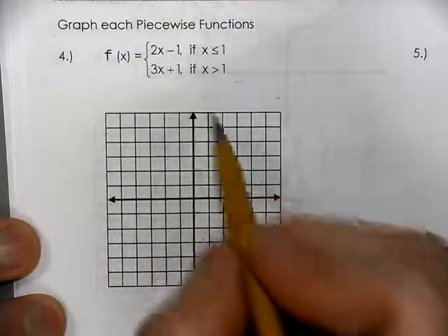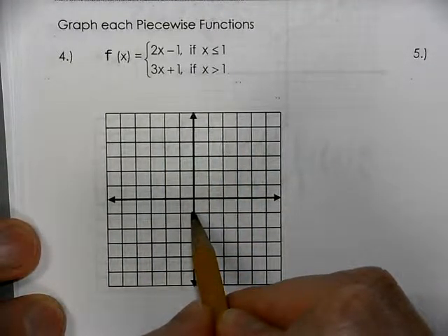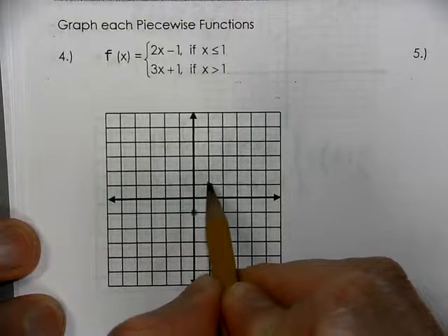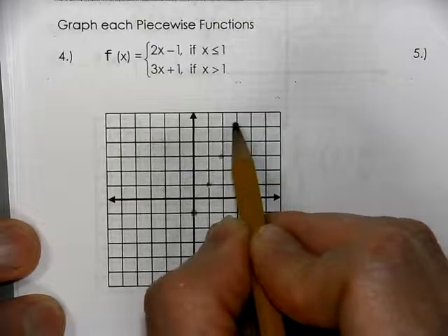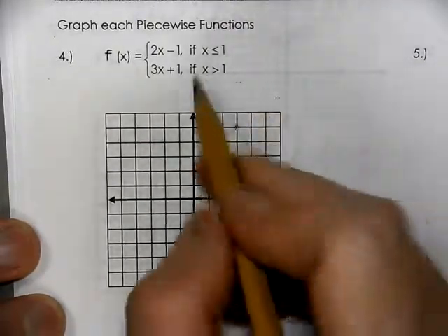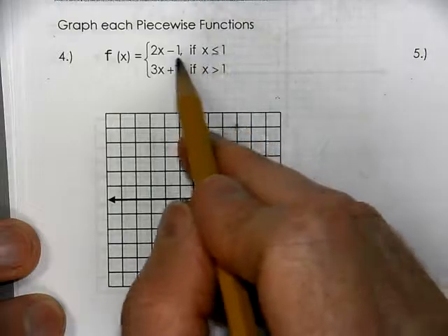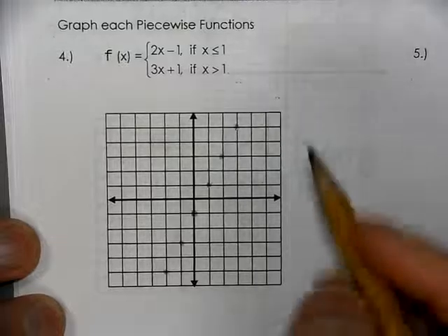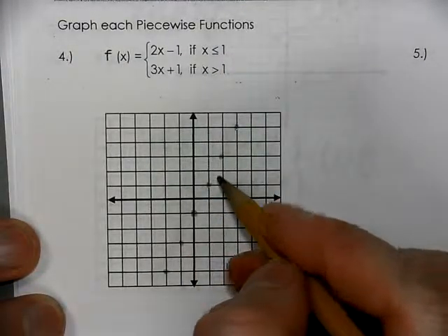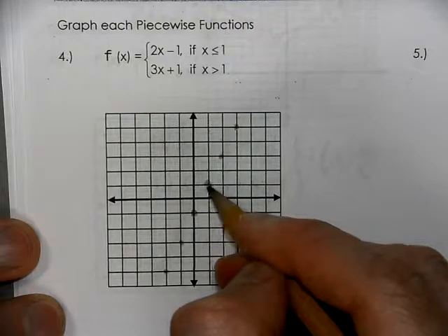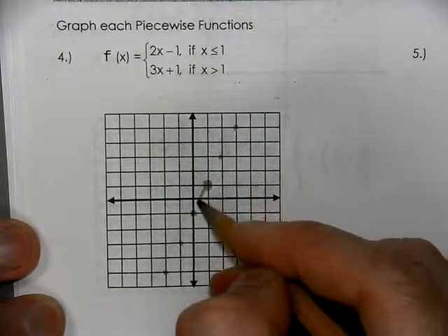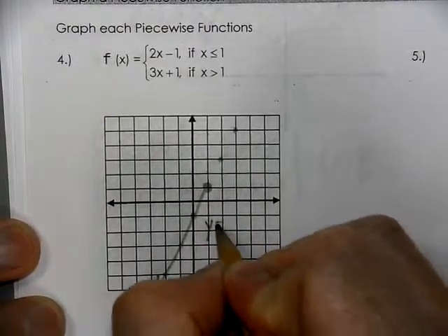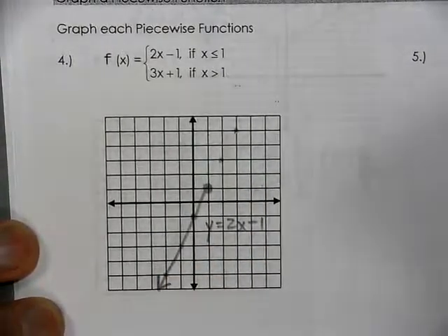We'll graph out our equations. We'll start at negative 1. Go up 2, and we're doing that for whenever x is less than 1, down 2, backwards 1. So when we're less than or equal to 1, we're going to have a solid dot, we'll come down this direction, and call that y equals 2x minus 1.